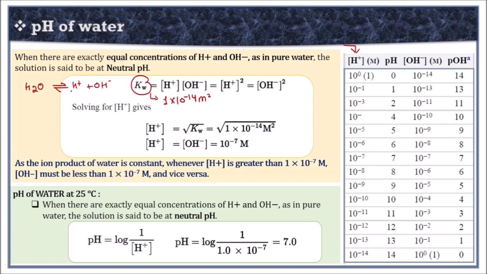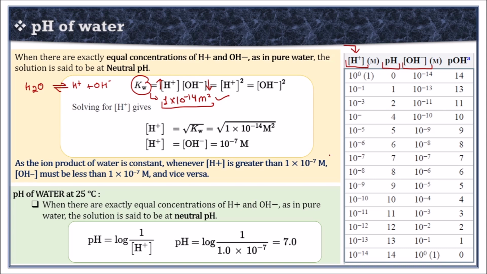So okay, this will adjust. If the H plus concentration increases, automatically the OH negative concentration will decrease, but this value will not change. Alternatively, if the OH negative concentration increases, the H plus concentration will decrease, but this value will remain the same. So this is what is shown in this table. Here is the H plus concentration. Here they have mentioned the pH of the solution, and here they mentioned the OH negative ion concentration.